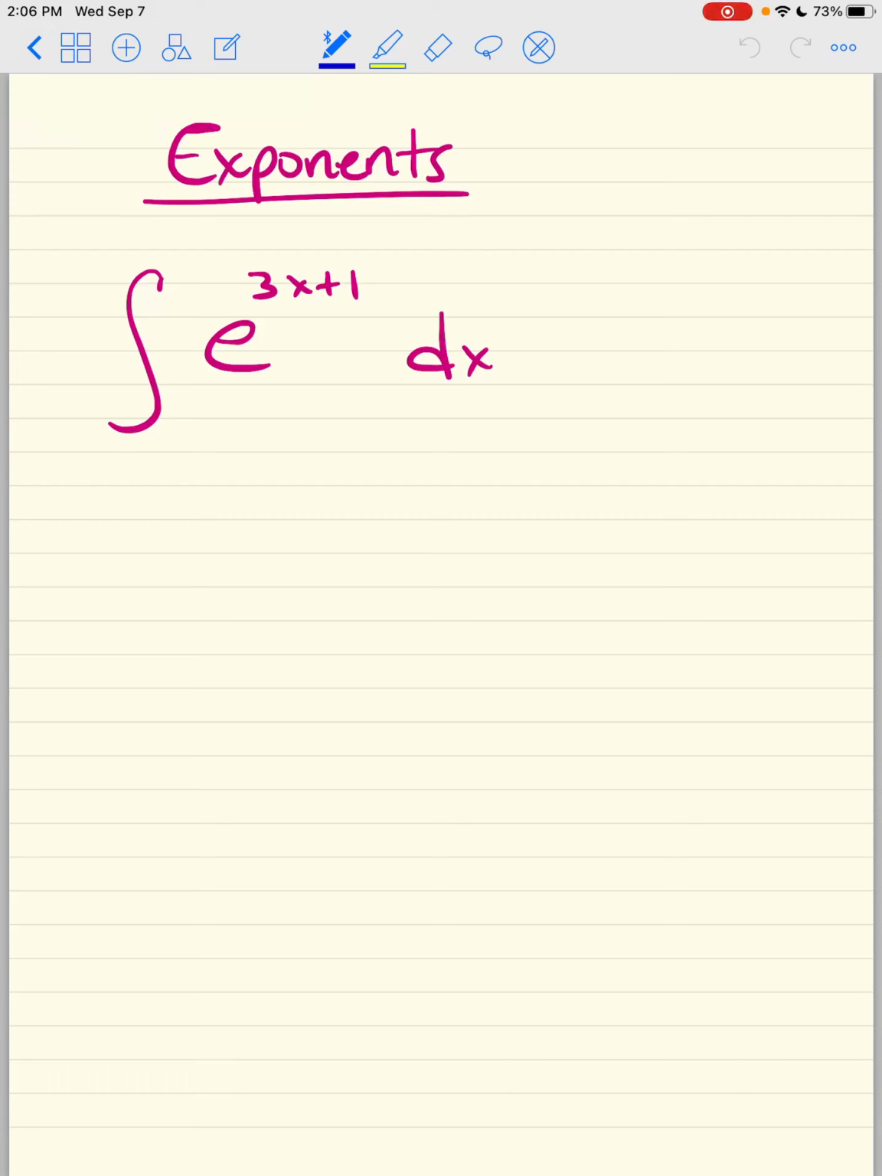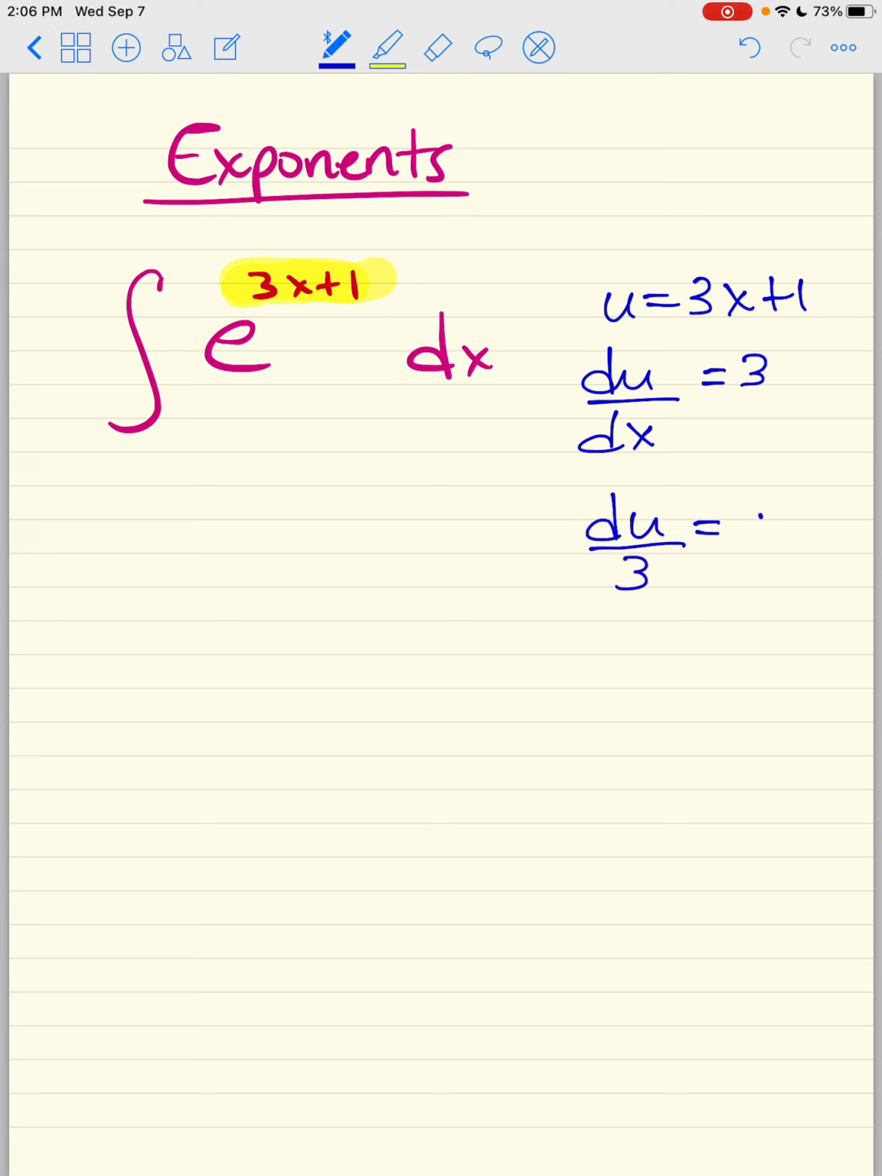Hey guys, welcome back. In this video, we're going to be doing u-subs dealing with exponents. So we could never integrate e to an exponent other than x to the first power, because this says 3x plus 1. What we're going to do is set that to u. So we're going to say let u equal 3x plus 1. Let du/dx equal 3. Let du over 3 equal dx.